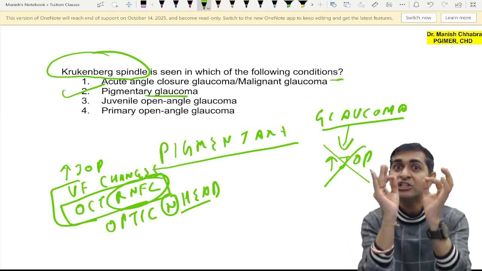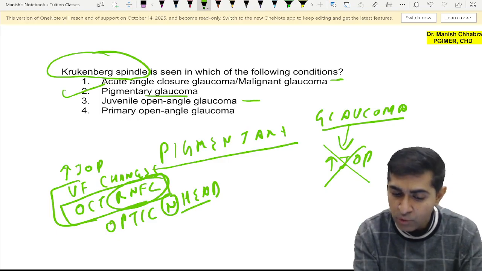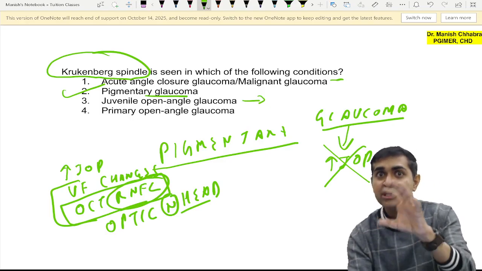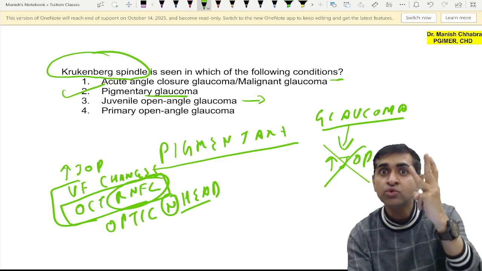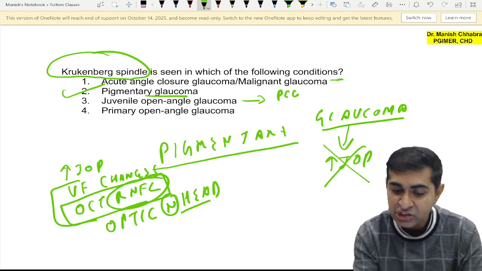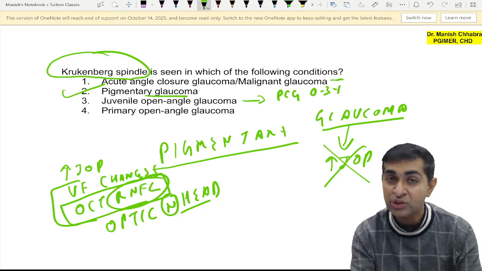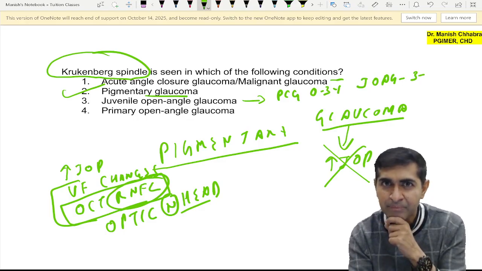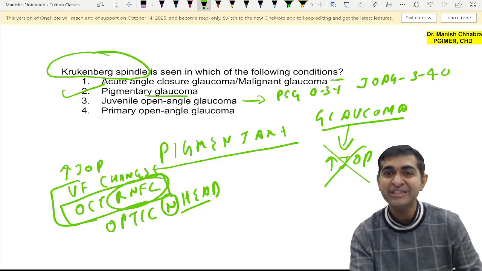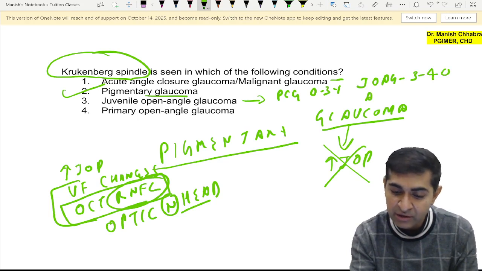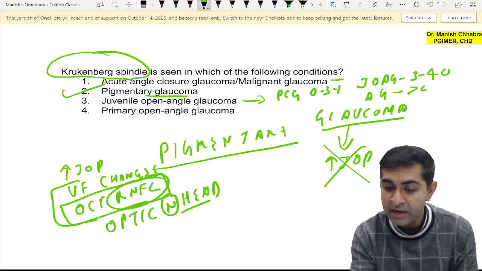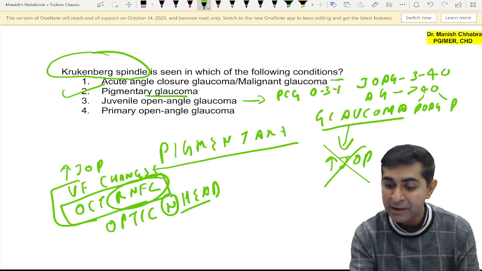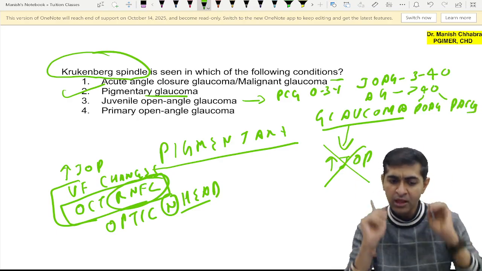But we need to eliminate each option one by one. What is juvenile open angle glaucoma, boys and girls? Can you tell me the age limit? So we divide the primary glaucoma into three parts. One is PCG, which is primary congenital glaucoma, 0 to 3 years of age. Then there is juvenile open angle glaucoma, which is 3 to 16. No, 3 to 40 years of age. Then we have adult glaucoma, which is more than 40 years of age. Under adult glaucoma, there is primary open angle glaucoma and there is primary angle closure glaucoma, right? Now you are clear.